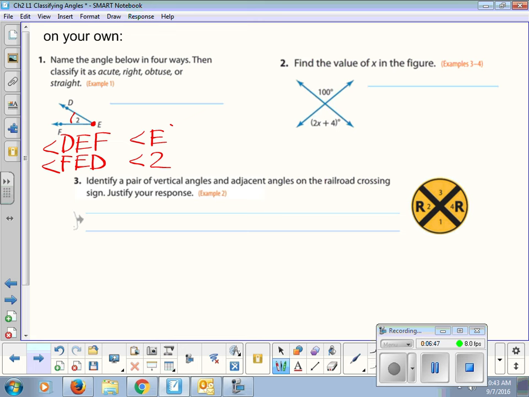Sometimes they write it as just the number, but a lot of times you'll see it written out in three letters in case you have intersecting lines, so you know which angle you are talking about. So we wanted to name the angle in 4 ways and then classify it as acute, right, obtuse, or straight. So which do we have here? What type of angle? Acute. Okay, so go ahead and try the other 2 problems on your own.